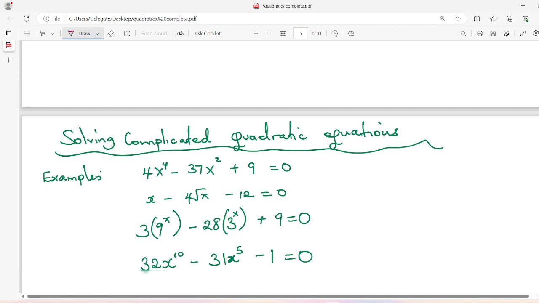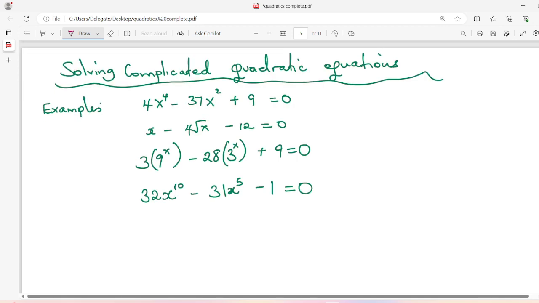So we are going to complicated quadratic equations. These are you being able to identify equations which are quadratic in some function. So when you look at this kind of equation here, you could choose relating it to 4x squared minus 37x plus 9 equaling to 0.